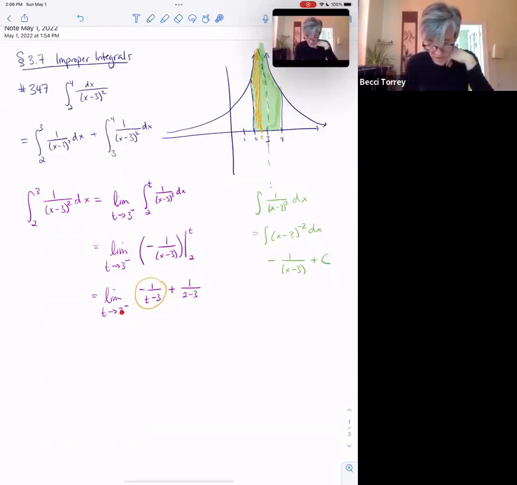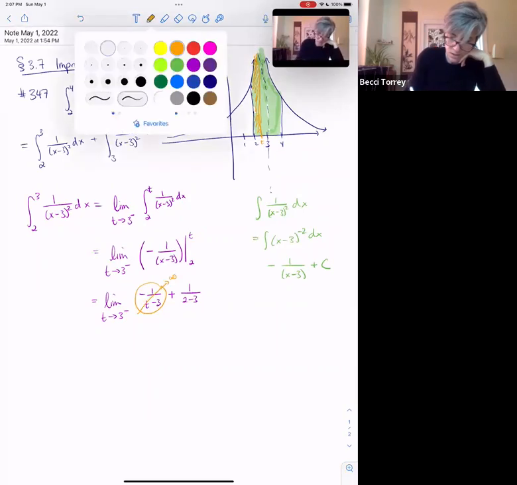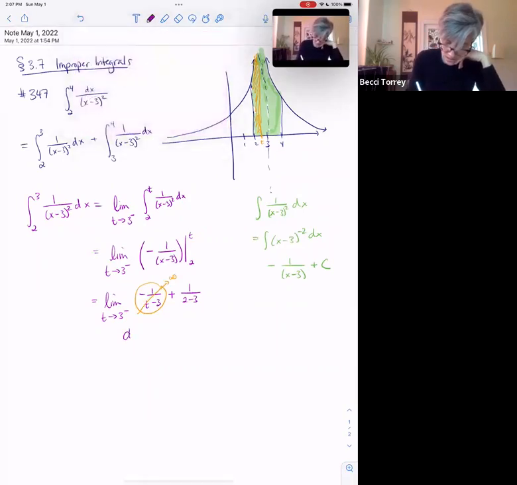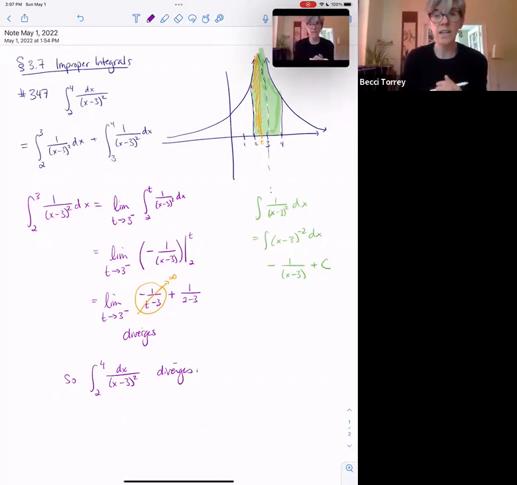We can even tell which side. t is coming to 3 from the left side, so we're plugging in numbers like 2.9, 2.999, numbers that are less than 3. We subtract 3 from it, we get a negative number. We're multiplying by a negative, so it's going to positive infinity. Actually, we can see that from the picture as well. So this part is going to infinity, and therefore this thing diverges. And so the whole integral from 2 to 4 of dx over (x minus 3) squared also diverges by definition. So that's how we handle this kind of problem.